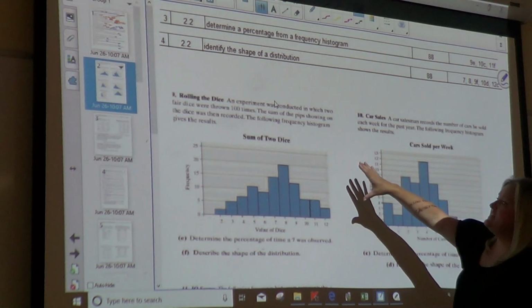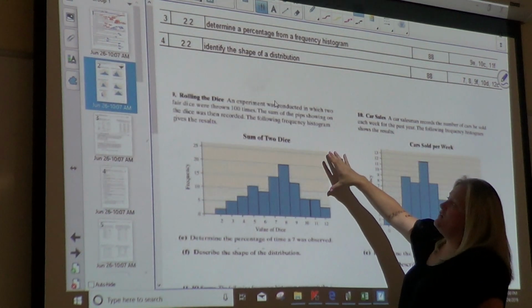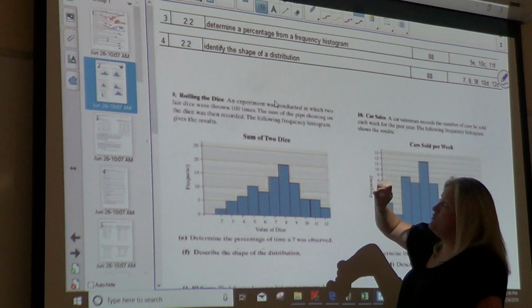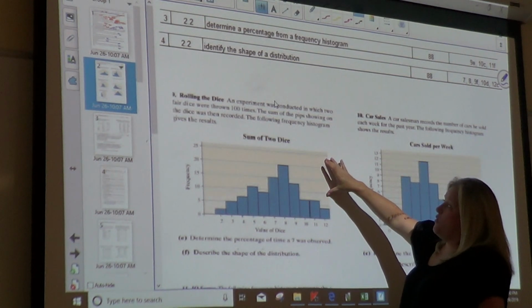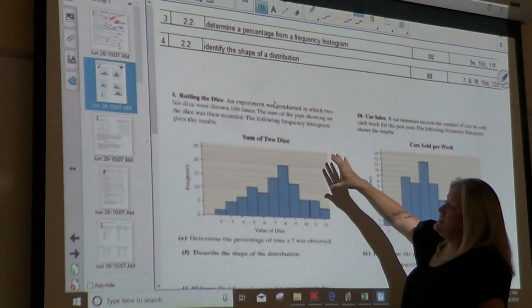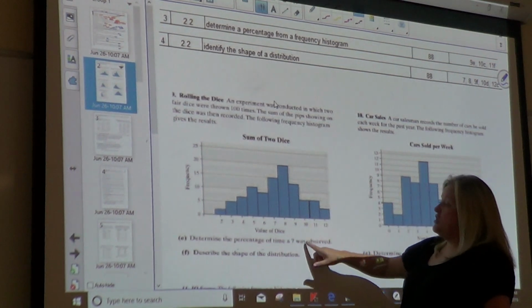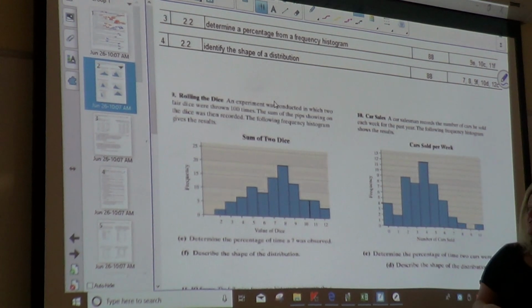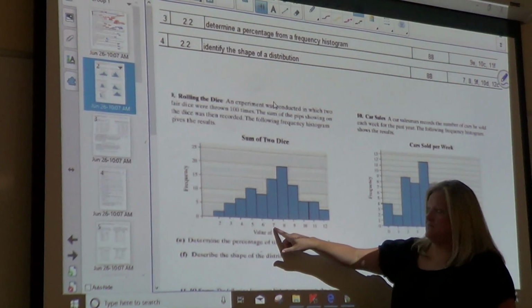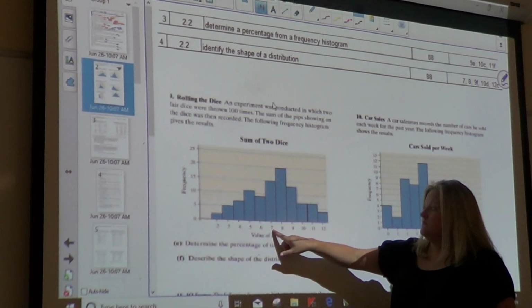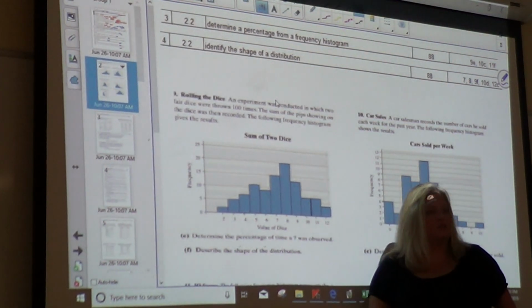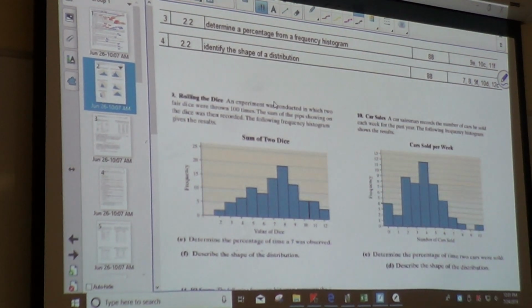So this one says an experiment was done and 2 fair dice were thrown 100 times. The sum of the pips, or the little dots, were recorded. The following frequency histogram gives the results. Determine the percentage of times a 7 was observed. So here's a 7. What would my answer be? Or how would I get the answer?